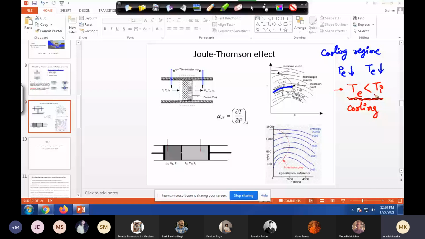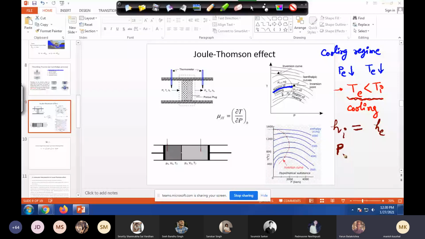Okay, Vivek, thank you. So let's come back to Varun. You want to give a try? The hint is to think that it's an isenthalpic process. What is going to be constant? H exit and H inlet, right? Yes, sir. And we know that H is a function of T and P. So both are going to remain the same.